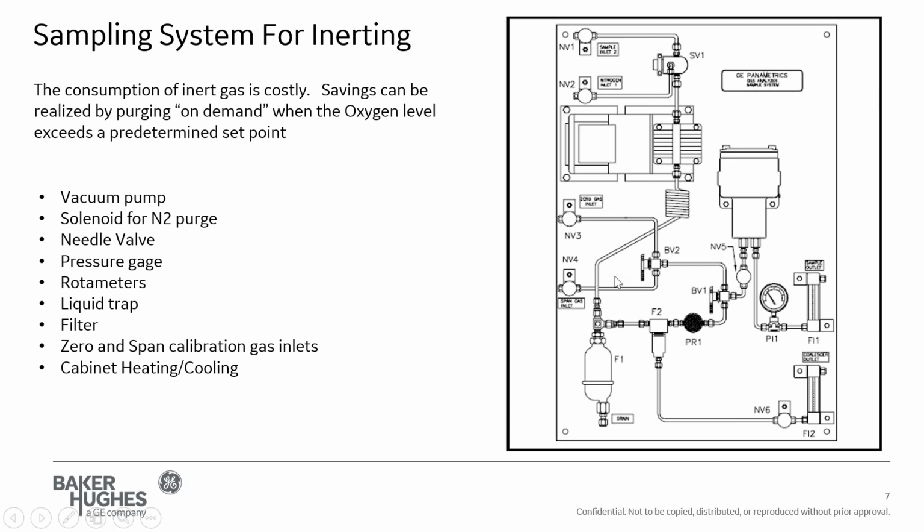This assembly or sample system also has our zero and span gas input. So for example, we can use nitrogen as our zero gas, and we could use compressed air, which contains 21%, as our span gas for calibrating these units in the field.